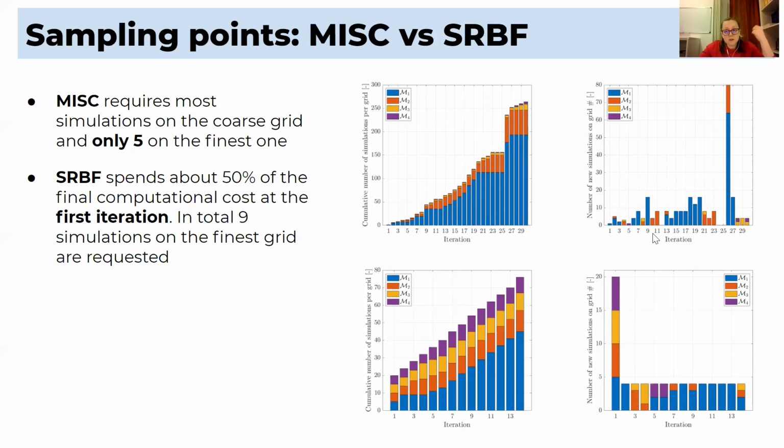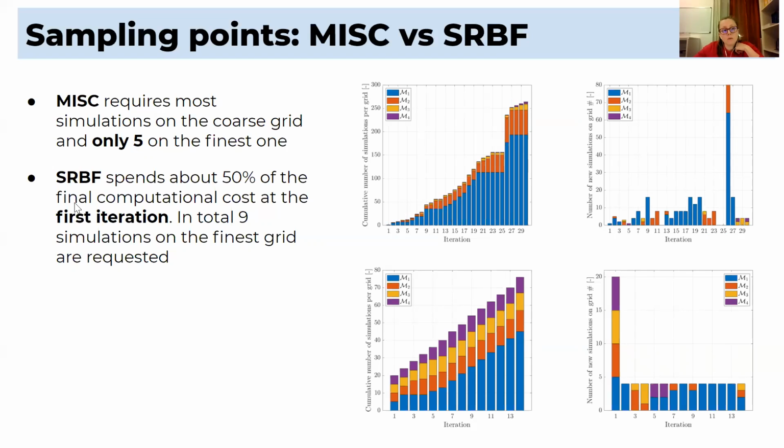And of these 5 simulations, the first one maybe you do not see, is asked at iteration 5. So MISC asked for one simulation on the finest grid, and then 2 more are added quite late, at iteration 24, 28, and iteration 30.